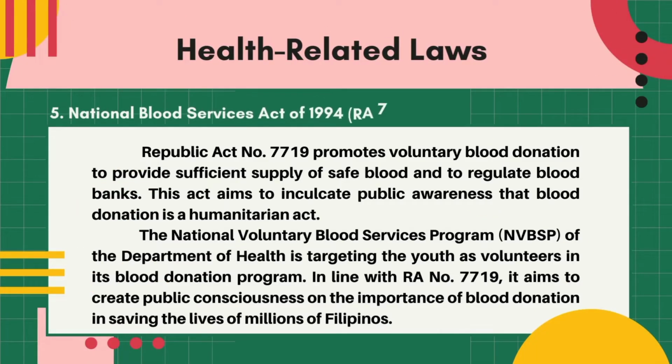Let's go back to related laws. Number 5 is the National Blood Services Act of 1994, or RA number 7719. Republic Act number 7719 promotes voluntary blood donation to provide sufficient supply of safe blood and to regulate blood banks. This act aims to inculcate public awareness that blood donation is a humanitarian act.